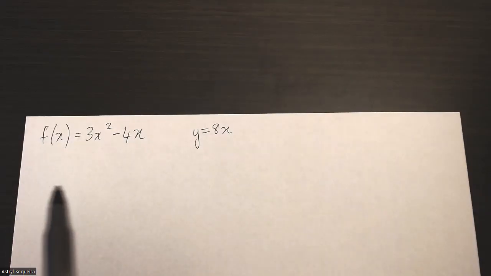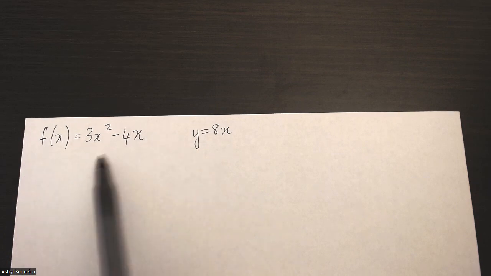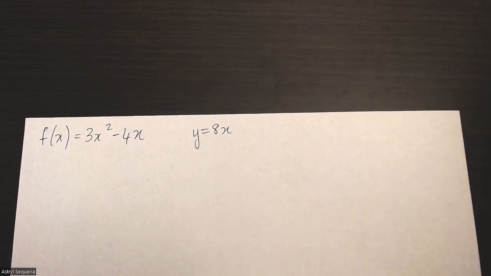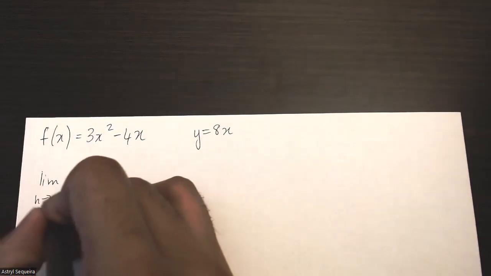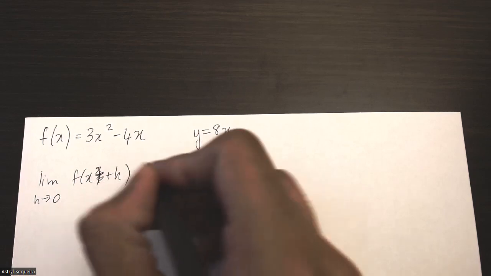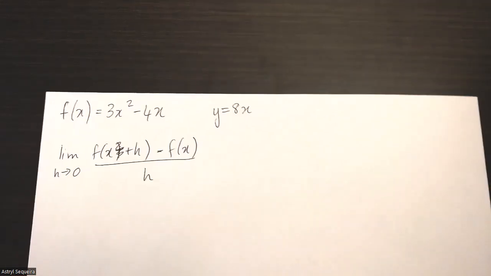All right, so in this video, we need to find where the tangent line to this curve over here is going to be parallel to this tangent line over here. And we have to use the difference quotient, basically. So in order to do that, the first thing we have to do is we need to just sub this in our equation. So lim h approaches 0, f of x plus h minus f of x divided by h.